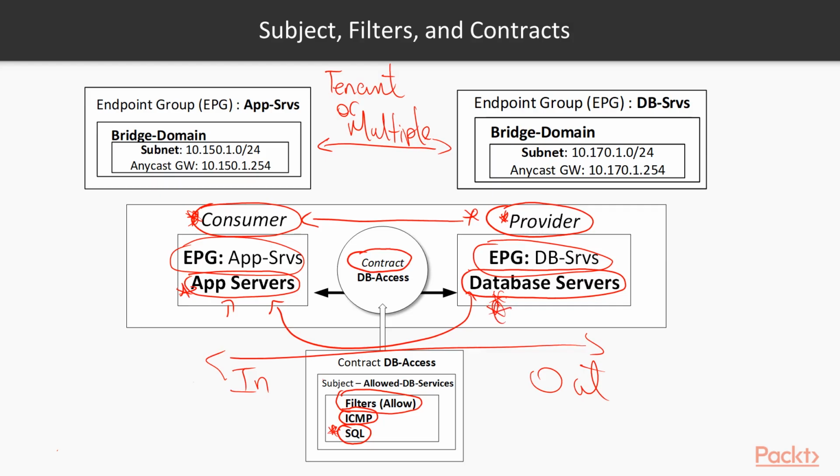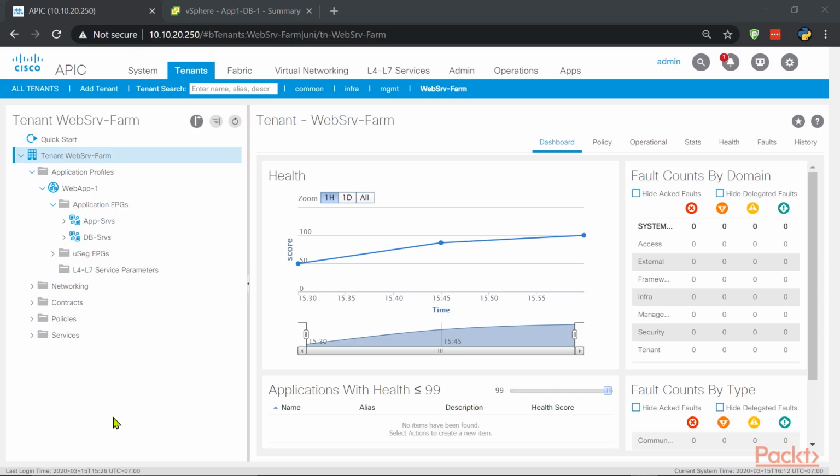So let's go ahead and configure a quick contract. Let's attach the contract to our existing endpoint groups, and let's do some testing and see how it goes. Okay, so now let's take a look at contracts. Remember, we are on our tenant web server farm.